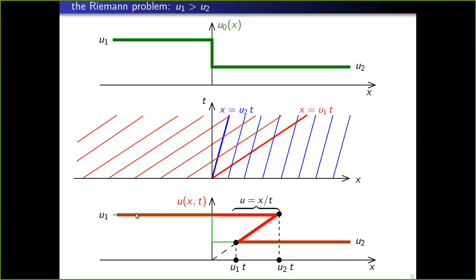So actually, I find a solution which is multi-valued, and since I have a schematic initial condition, I have a schematic multi-valued solution which makes a zigzag like that. Okay, and that's not acceptable.